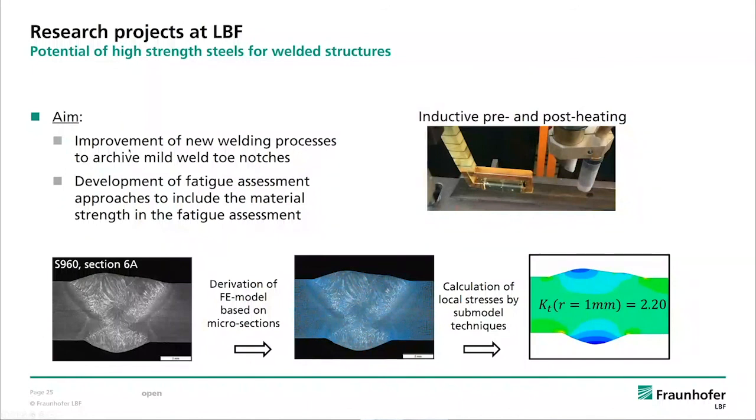Another issue is also here again, welded joints. So improvement of welding processes to achieve mild weld toe notches is the aim of the project. And what we try is to improve the welding process here, for example, by inductive pre and post heating, but also by other means. We want to see some influence of the material strength on the fatigue strength of welded joints, but this is typically not the case.